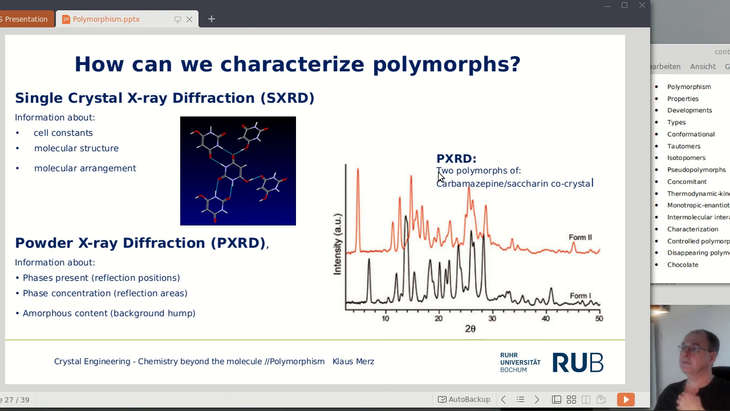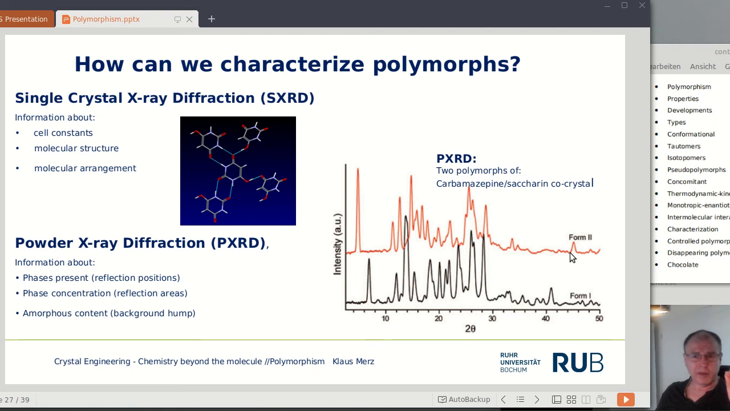Here's an example. These are two polymorphs of co-crystals. Carbamazepine, saccharin co-crystal. Look, this is the intensity, and this is the angle. The angle for reflection. This is a reflection, the measured reflection depending on the angle. See it here, the intensity. And I think it's very easy to see that there are several reflections from form 1 which cannot be observed in this red line, form 2.